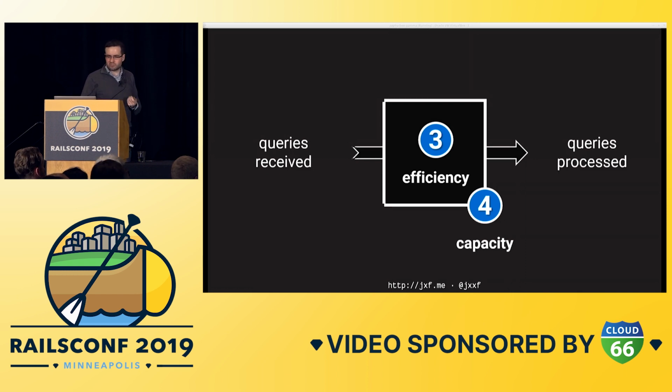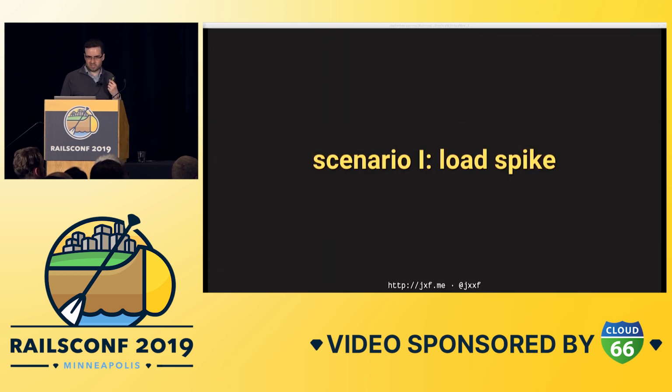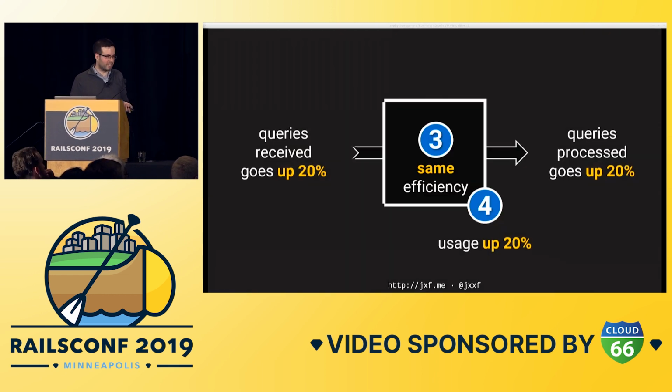So let's try a couple of scenarios to see how this idea works. Let's say that in one scenario we have a load spike. The number of queries that we receive on our application goes up by 20%. The efficiency stays the same, and the number of queries we process also goes up by 20%, as do the resources we're using. So queries went up by 20%, the queries we're processing went up by 20%, and the amount of resources we're using went up by 20%. Raise your hand if this is a problematic situation, if you think this is something you would send an alert about.